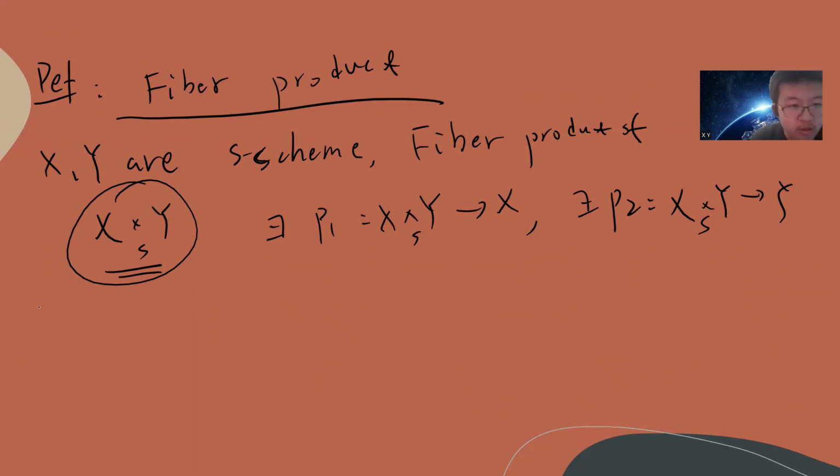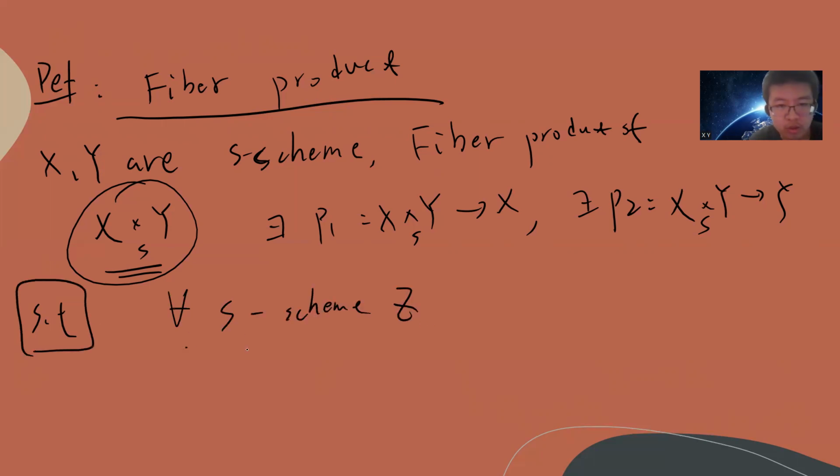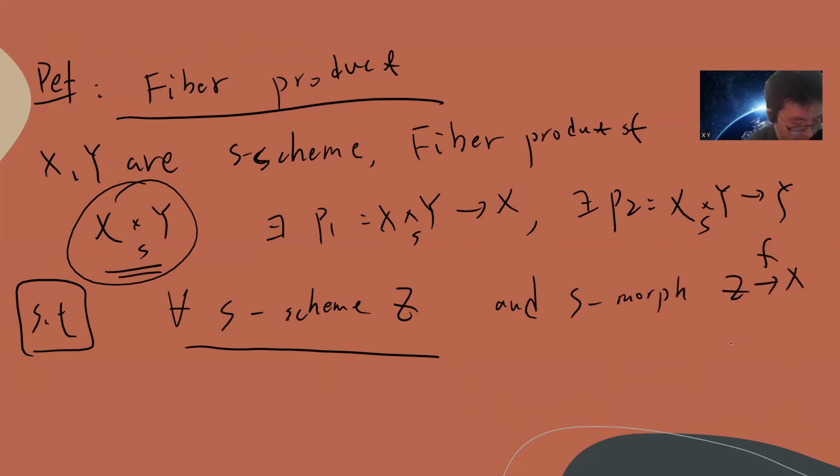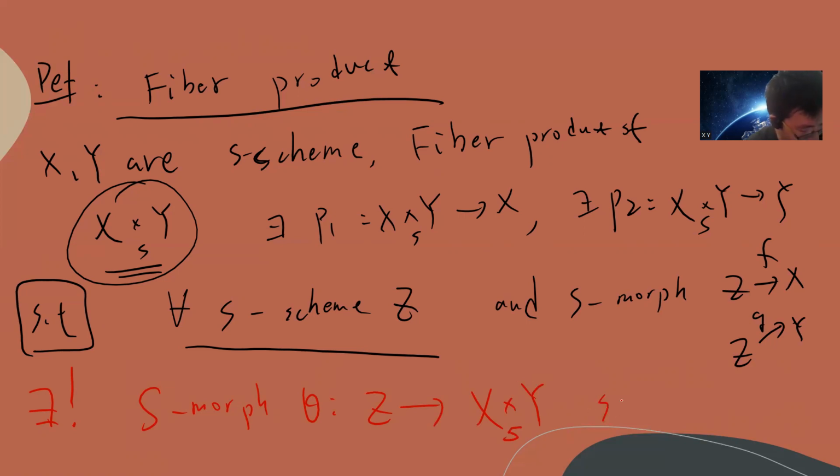Okay. Such that, so these are functors, okay, such that for all S-schemes Z, and S-morphisms, if you have two S-morphisms from Z to X, f, and from Z to Y, g, there is a unique S-morphism theta from Z to X times Y over S, such that P1 composite with theta, f is P2 composite with theta, g.